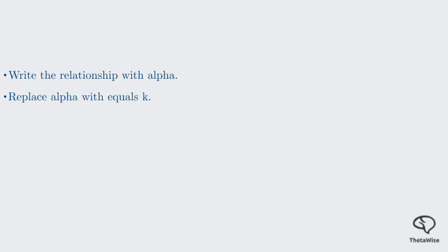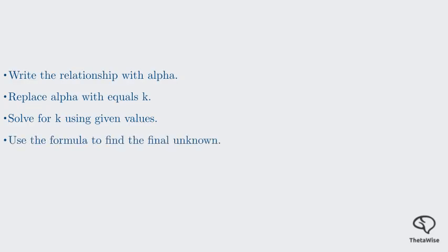Let's summarize the steps we've used. 1. Write the relationship with alpha. 2. Replace alpha with equals K. 3. Solve for K using given values. And 4. Use the formula to find the final unknown. By consistently following these 4 steps, you can solve any proportion question the IGCSE exam throws at you. You have now mastered linear, square and root relationships in both direct and inverse forms.